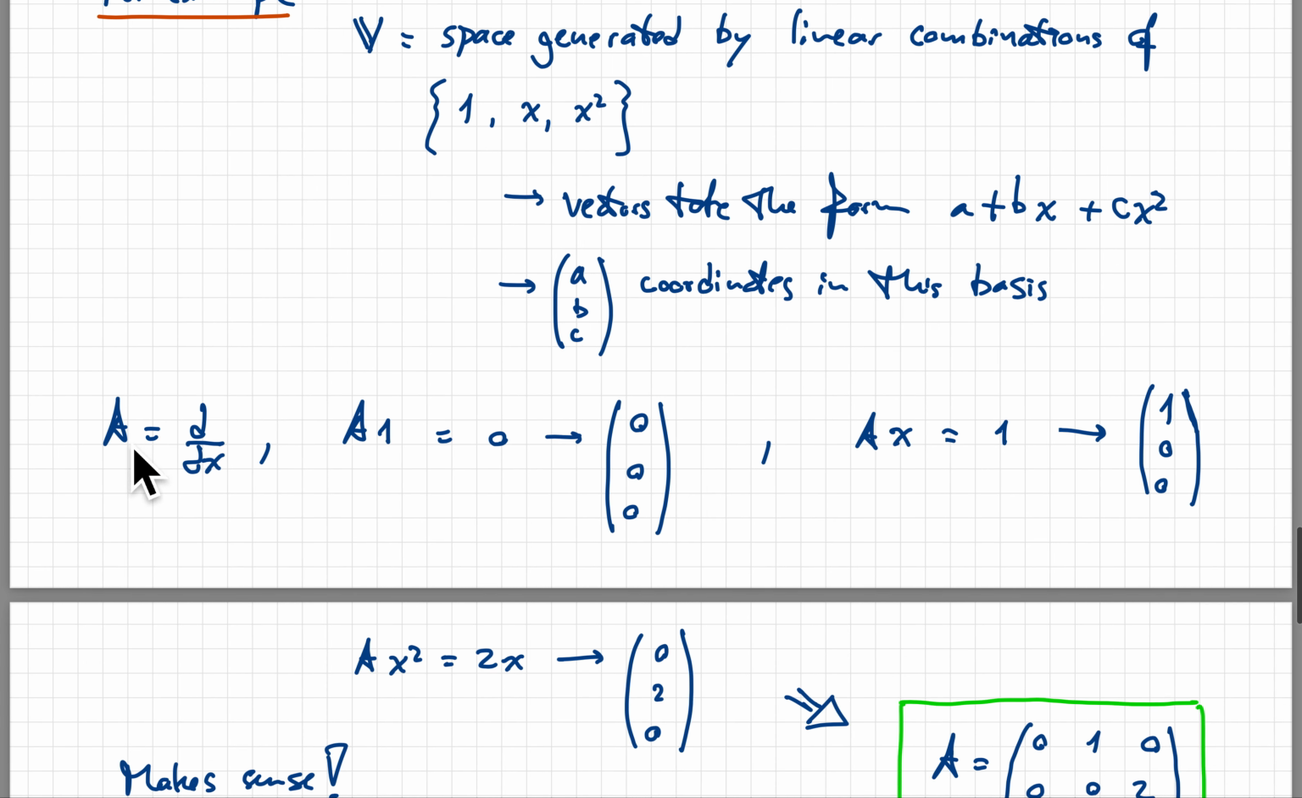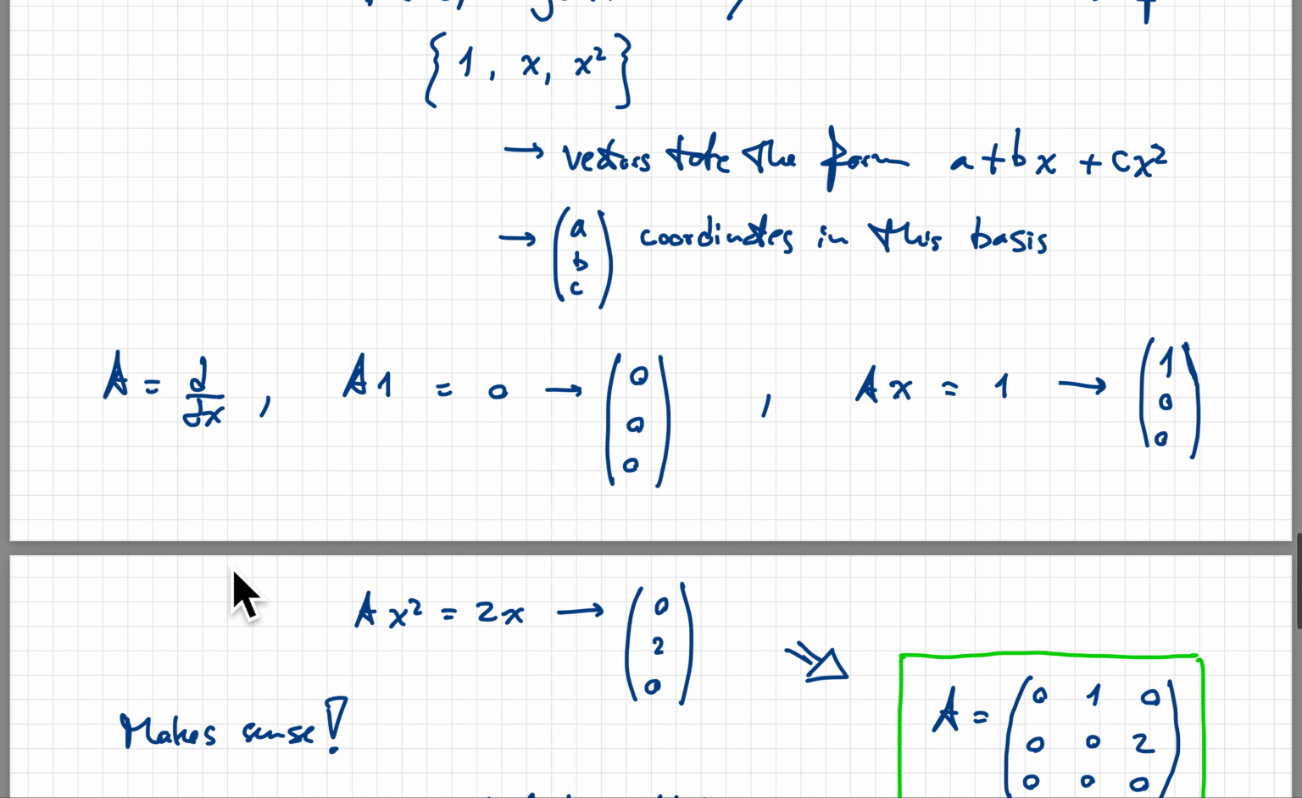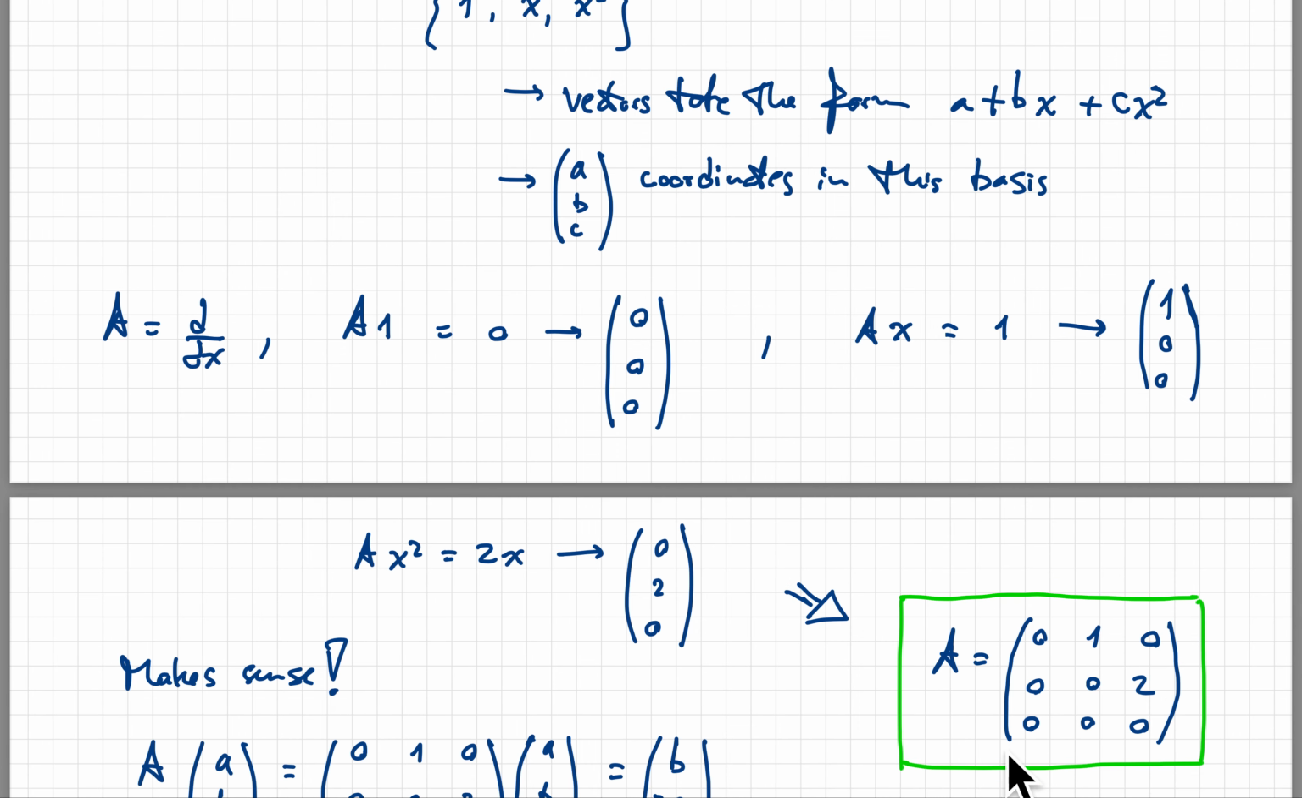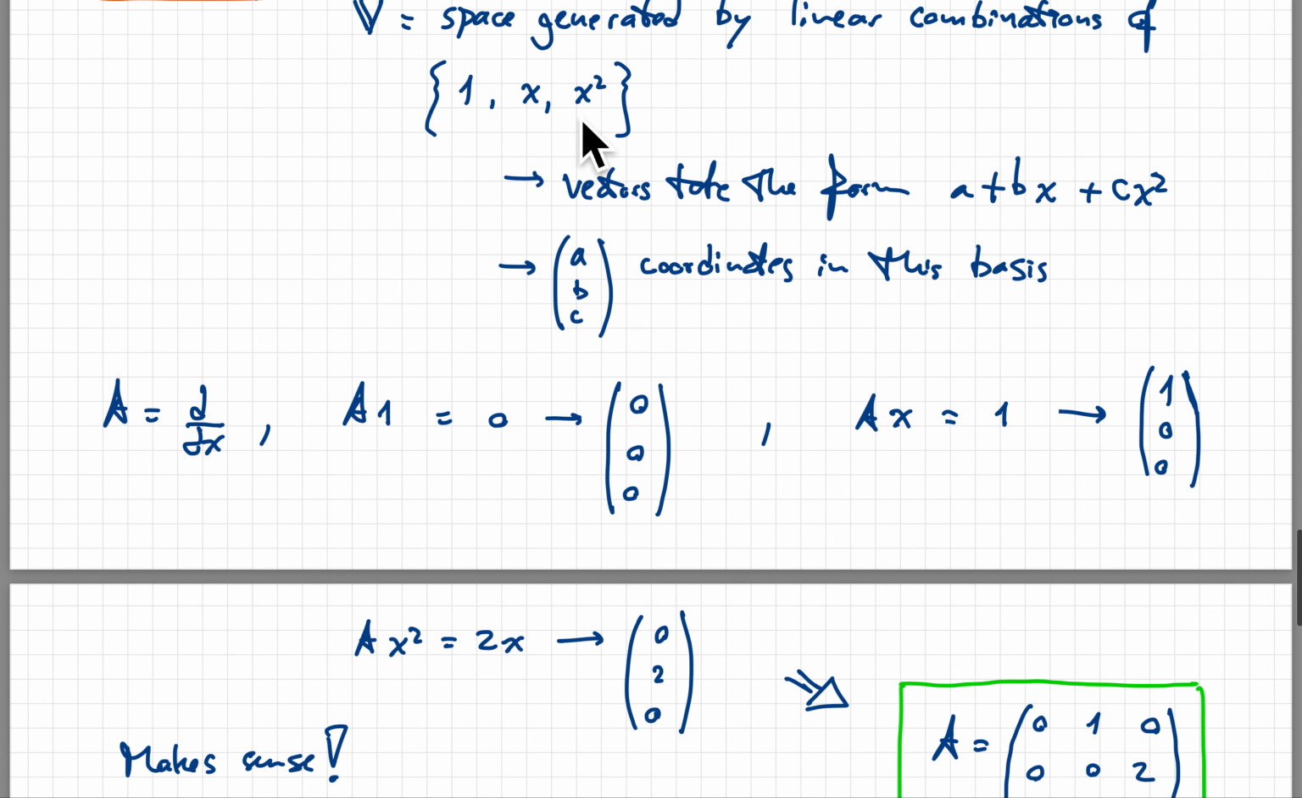Now, what is the result of applying it to x squared? Well, if I differentiate x squared, I get 2x. And so 2x means that b would be 2, but a and c would be 0. And so that's what I wrote here. I wrote 0, 2, 0. And then you take these results in columns and you assemble them together into a matrix. And this would be finally the matrix representation of the derivative operator in this basis.